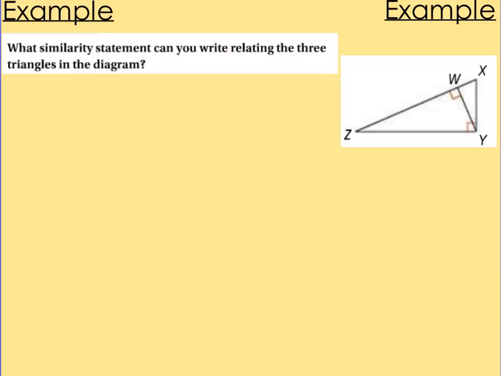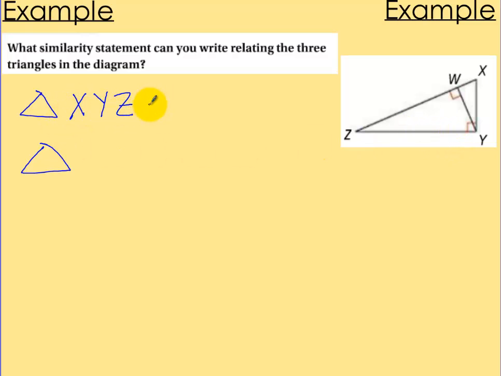But let's try some examples. So pause the video. What similarity statement can you write relating to three triangles in the diagram? So we got three triangles. We got triangle, let's call it XYZ, and then we got another baby triangle, and so we want to make this similar, right?